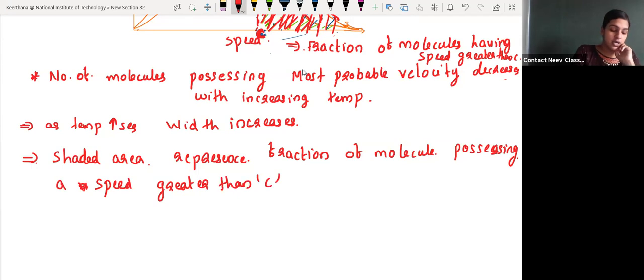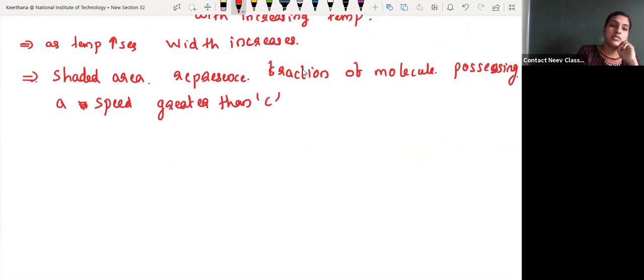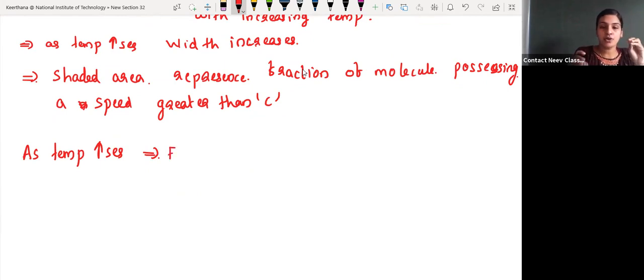Or in general, you can say as temperature increases, the fraction of molecules possessing speed greater than a particular value increases. You don't need to write it. If you want to write, you can write. If you got the point, you can write it or otherwise leave it. That is not important, for the board exam I don't think they will ask.